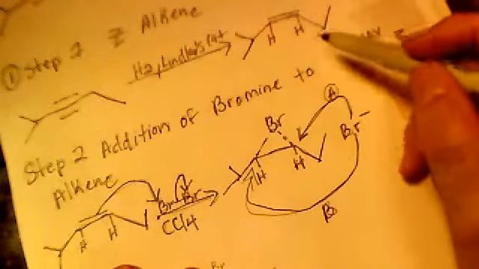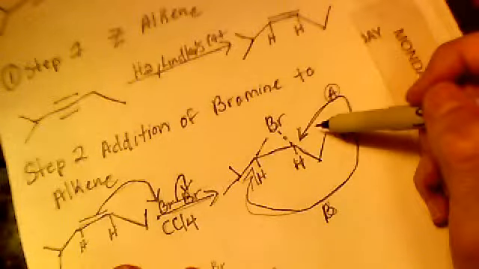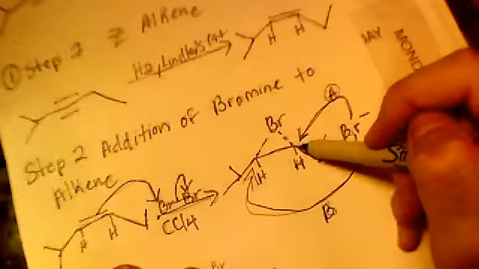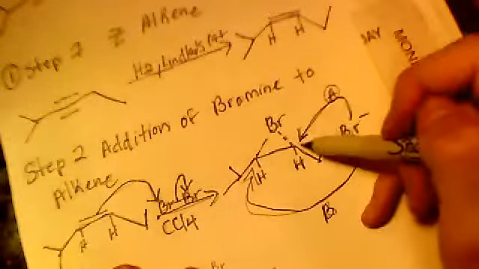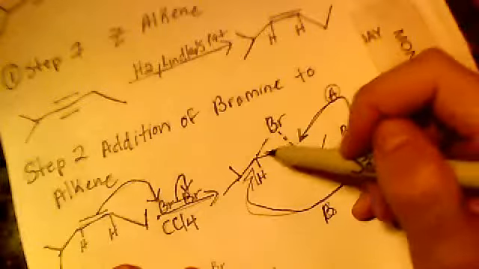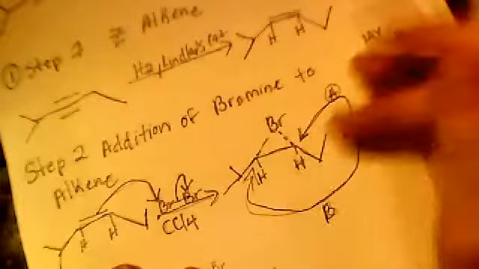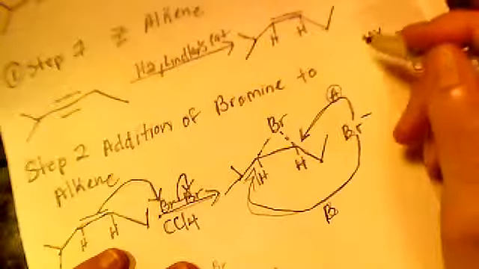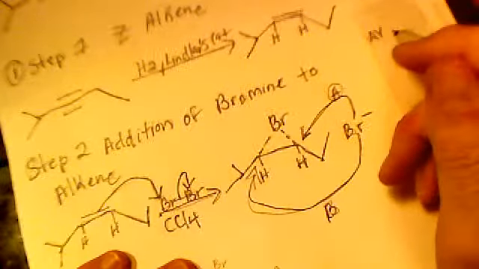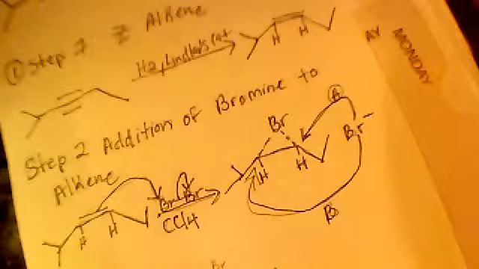Now, here we have the possibility, this is going to make enantiomers because this carbon's going to be attached to a bromine, a hydrogen, an ethyl, and then this whole other group over here. So it's stereogenic, and this carbon is stereogenic too. So the question is, what's going to be created here?